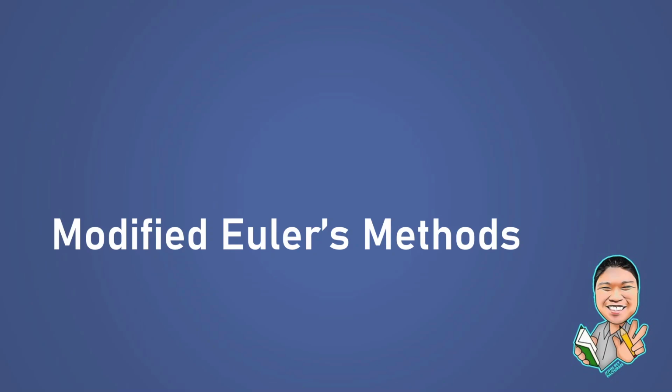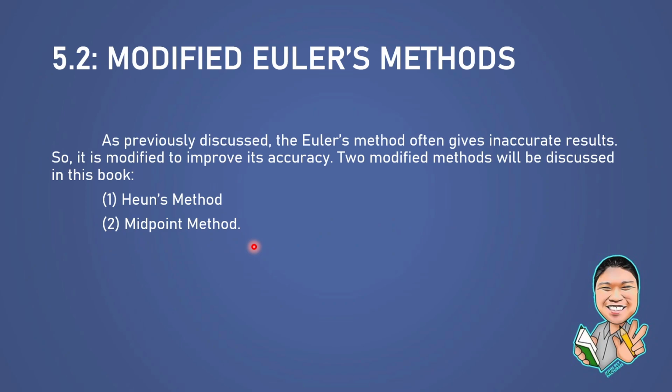Hi guys! For this video, ang pag-uusapan naman natin is one of the two modified Euler's methods, which is the Heun's method. Okay? So, but before that, let me introduce to you the concept for this modified Euler's method. As previously discussed, the Euler's method often gives inaccurate results. So, it is modified to improve its accuracy.